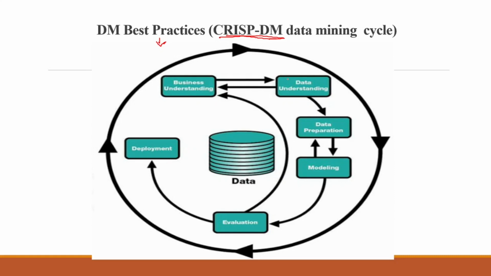There are several best practices, among which the best one is the Cross Industry Standard Process for Data Mining, that is CRISP. CR stands for cross, I stands for industry, S stands for standard, and P stands for process. So this is the Cross Industry Standard Process data mining cycle, and it has 6 essential steps. Let us see each one of these steps. The first one is business understanding. This is where it all starts, the business understanding.